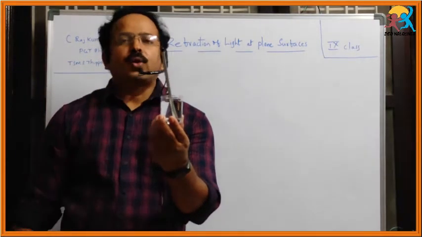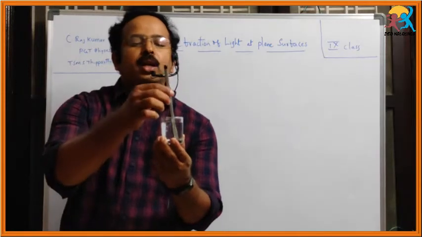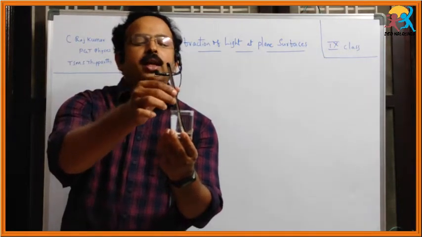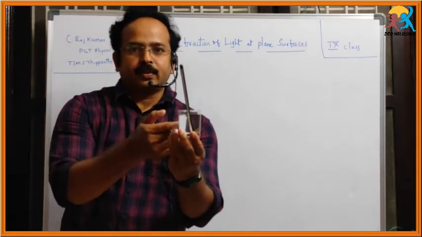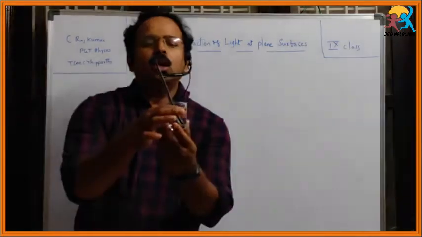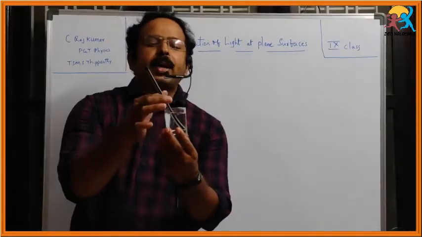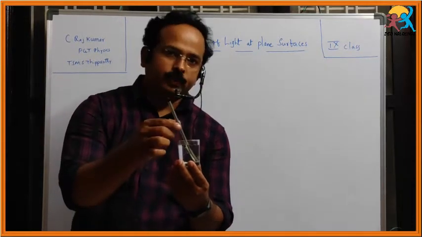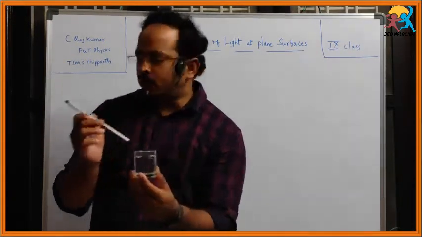So what is the reason for this bending of light? It is not straight. When you keep the pencil inside the water, it appears to be bent. Am I right? So what is the reason for this bending of the pencil when we keep it inside the water? That we are going to study.